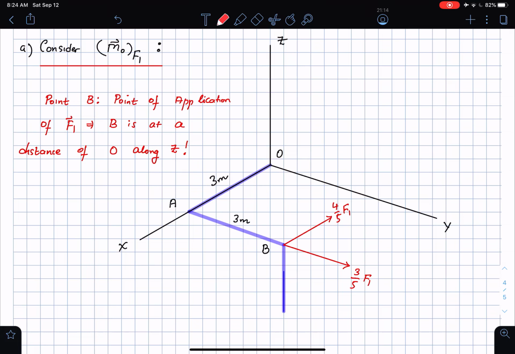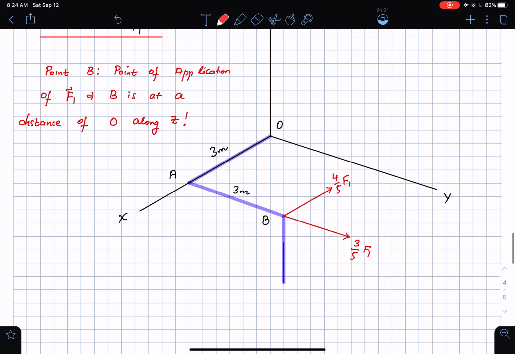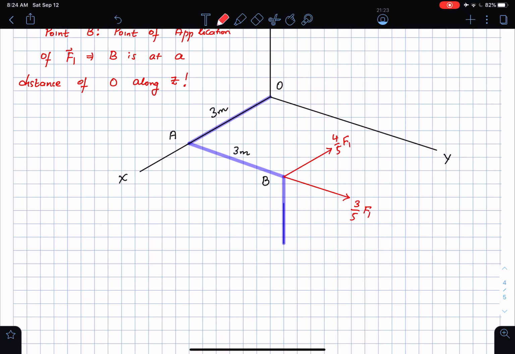Okay, which tells me an important thing. If I have to find the moment of these two forces, then I can do the following. Okay, moment about O due to F1 is going to be moment about O due to the 3/5 F1, plus moment about O due to the 4/5 F1, right?